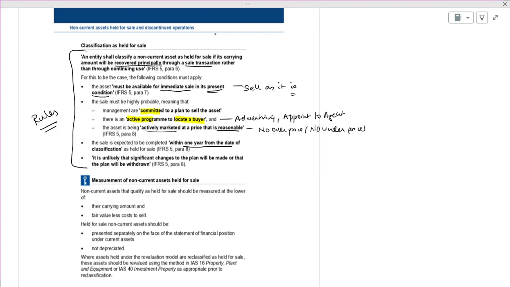Within 1 year from the date of sale, it is likely that a significant change to the plan will be made, and the plan will be, means once you have decided, no backup, no reverse decision. The decision will not be reversed. Okay, and it has to be less than 12 months.